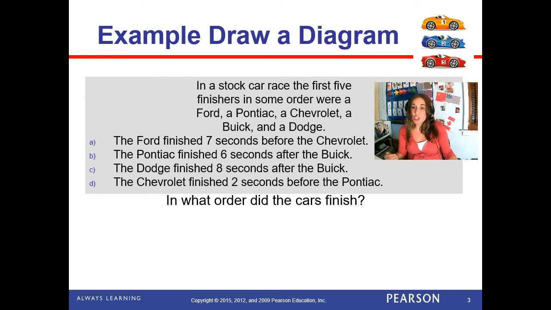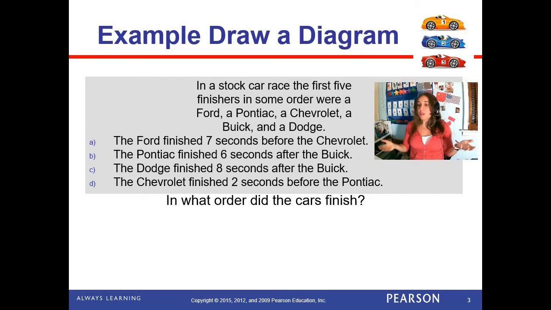So the Ford finished 7 seconds before the Chevy. That's what I see here. The Pontiac finished 6 seconds after the Buick. The Dodge finished 8 seconds after the Buick. The Chevrolet finished 2 seconds before the Pontiac. And what we're actually trying to do here is to figure out the order that these cars finished in. So I understand the problem. I need to figure out who finished first, second, third, fourth, and fifth of these cars.